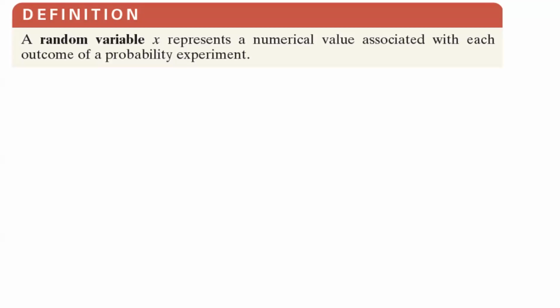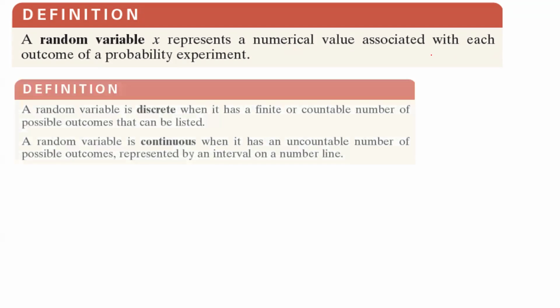A random variable x represents a numerical value associated with each outcome of a probability experiment. In this class, we're going to discuss two types of variables. A random variable is called discrete if it has a finite or countable number of possible outcomes that can be easily listed. A random variable is called continuous if it has an uncountable number of possible outcomes represented by an interval on a number line.